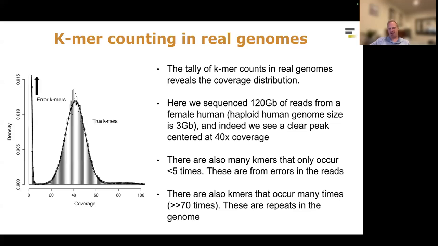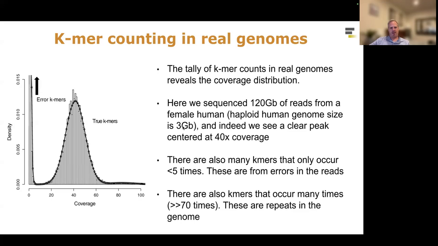So, just by scanning through, in this case, Illumina sequencing, tallying up how often different k-mers occur, we can immediately look at the plot and see, oh yes, we have about 40x coverage here. If we divide that into the total amount of data we have, we can immediately determine, in this case, the genome size.